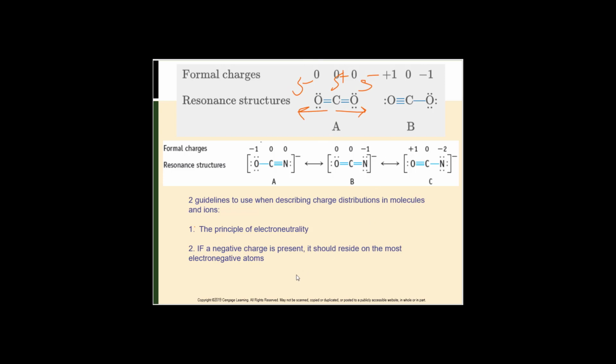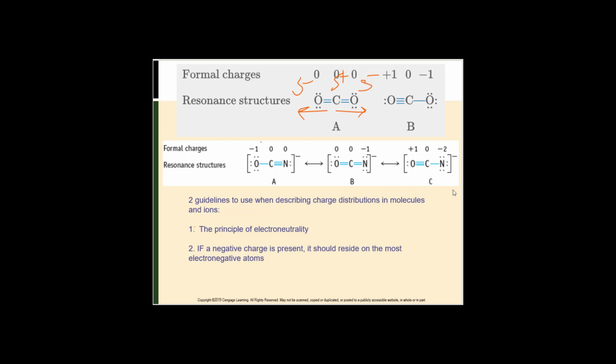So let's use that same logic to decide which of the three possible resonance structures for the OCN minus ion is the most reasonable. If we look at these, the formal charges for each atom are given above each element symbol. Again, we know how to find the formal charges. So looking at these three, which do you think is the most logical structure?